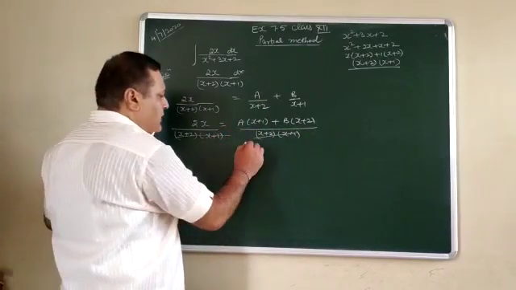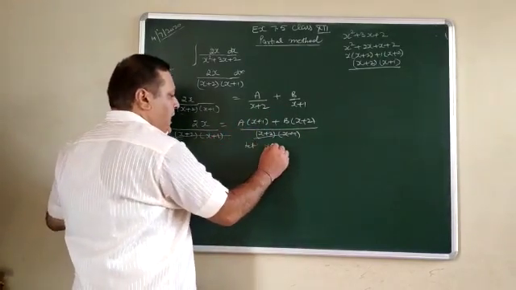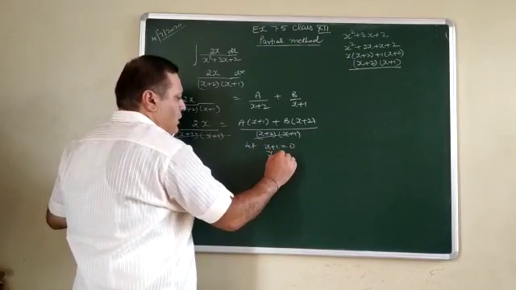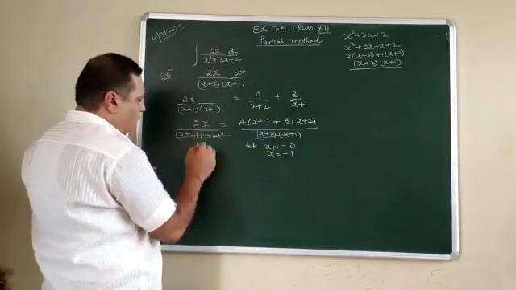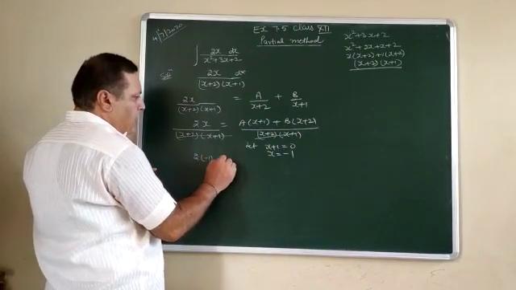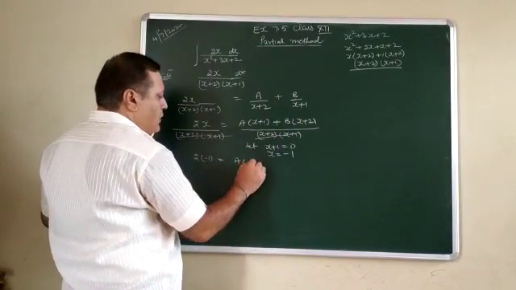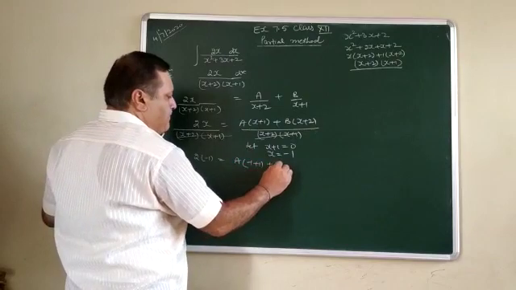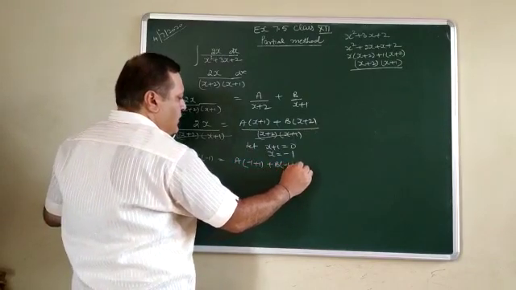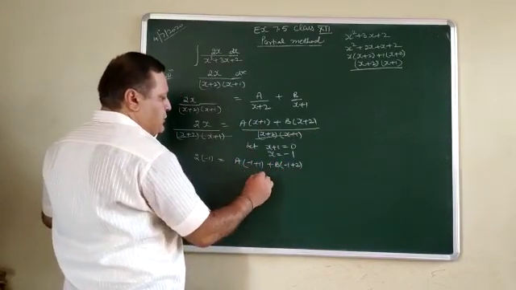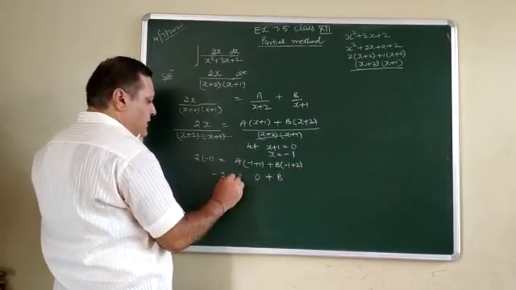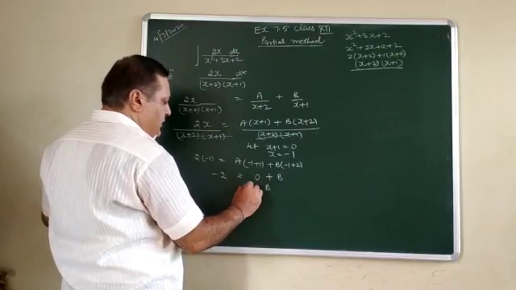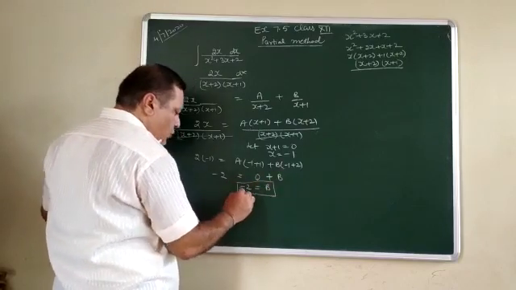The easiest method is: let x plus 1 equal to 0, so x is equal to minus 1. Any one of them you can take as 0. Then 2 into minus 1 equals a into (minus 1 plus 1) plus b into (minus 1 plus 2). It is 0 plus b, which is equal to minus 2. So you will get b equal to minus 2.